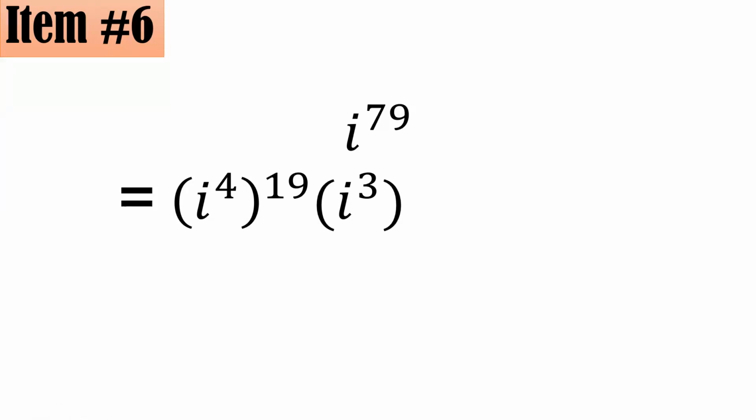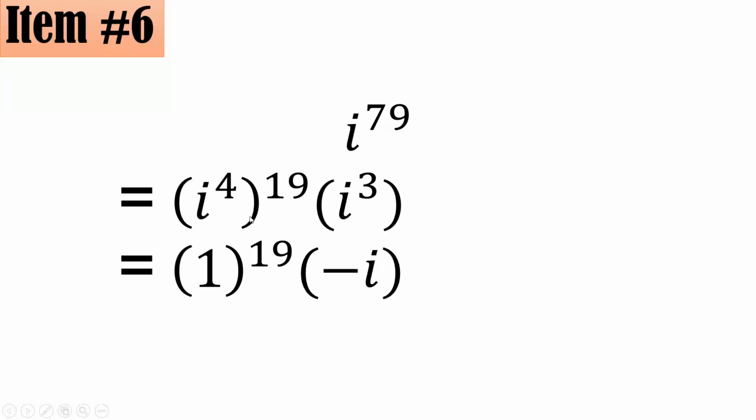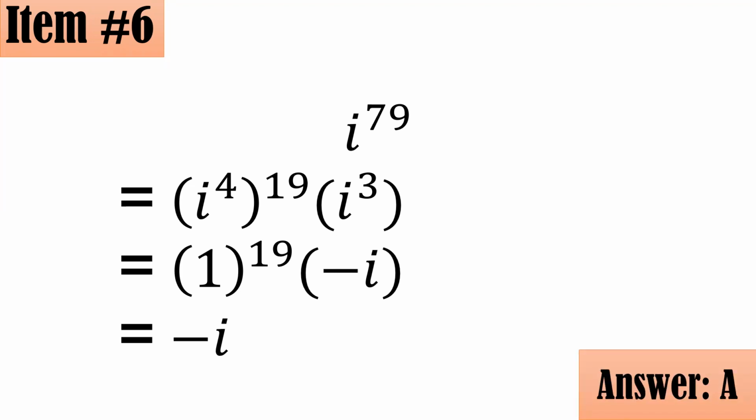So from here, i to the fourth is 1. So 1 raised to 19 is still equal to 1. But i cubed is equal to negative i. And 1 raised to any whole number is still 1. And 1 times negative i is still negative i. So to those who answered letter A, congratulations. Yes, I agree with Coach Kevin.